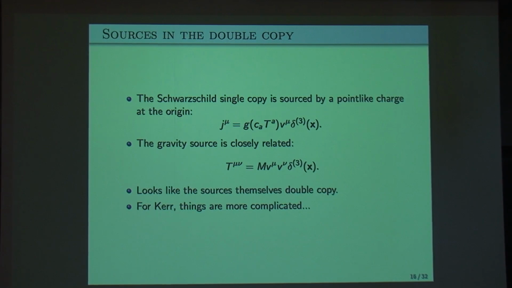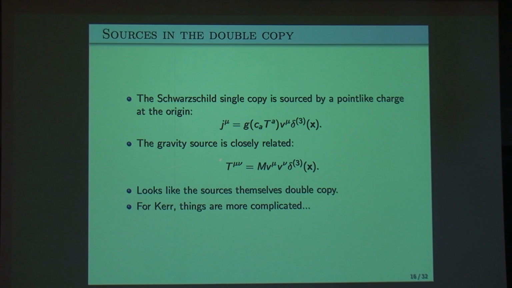So I have mentioned that there are sources for these fields, as indeed there must be, and I want to say a few more words about those. So the Schwarzschild single copy is sourced by just a point-like charge at the origin. So I can write a current density for that, which goes on the right-hand side of the Maxwell equation, and that is this amount of colour charge, some vector which is just pointing in the time direction, and a delta function to localise it at the origin.